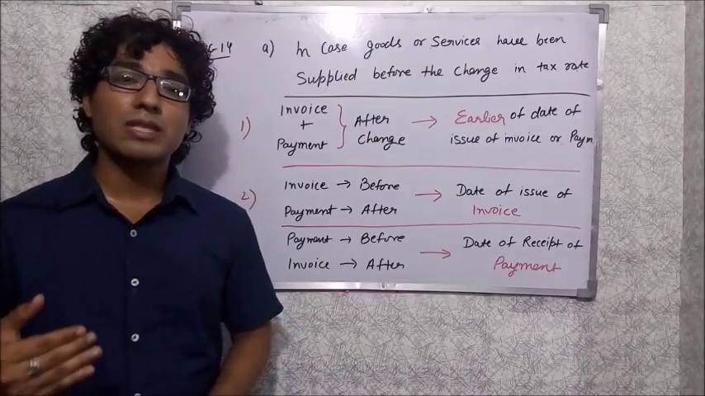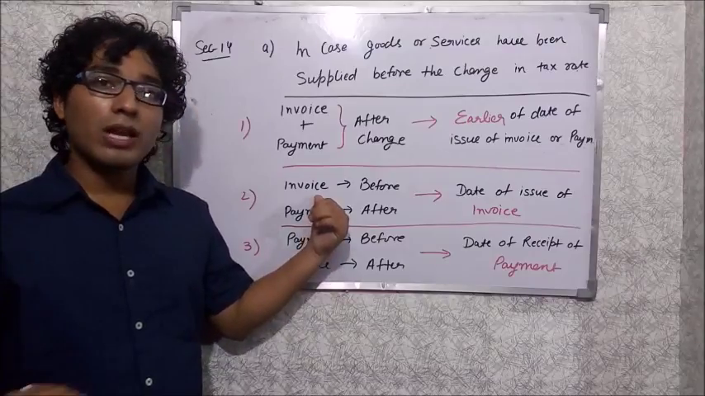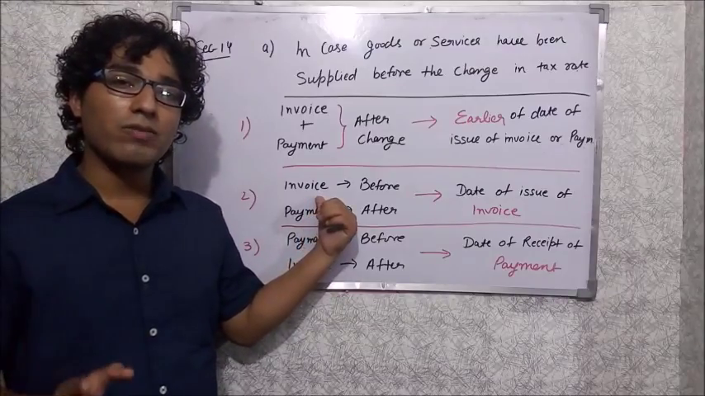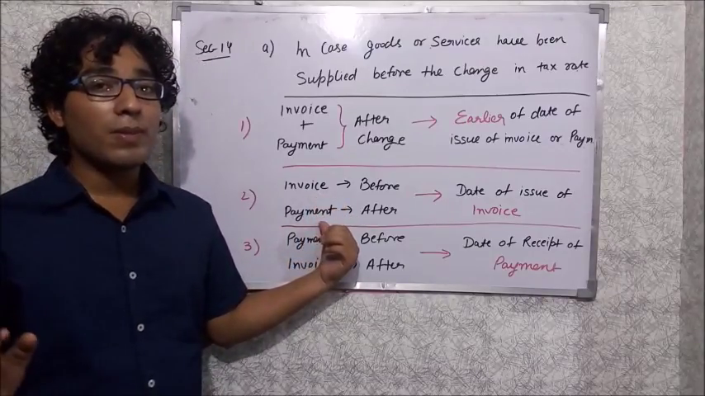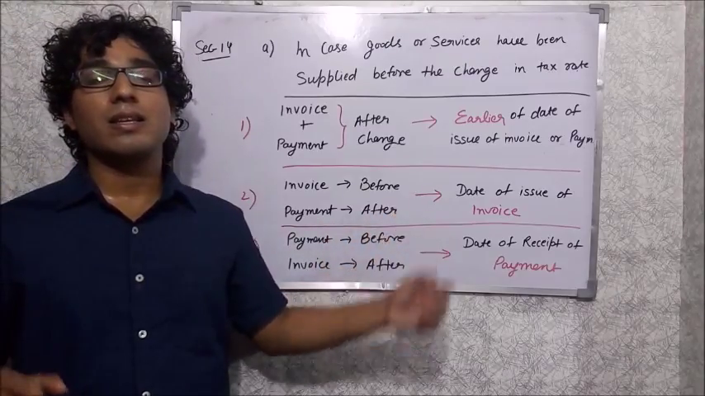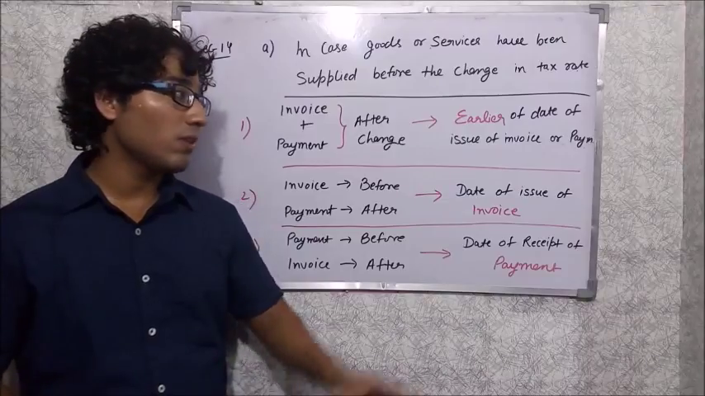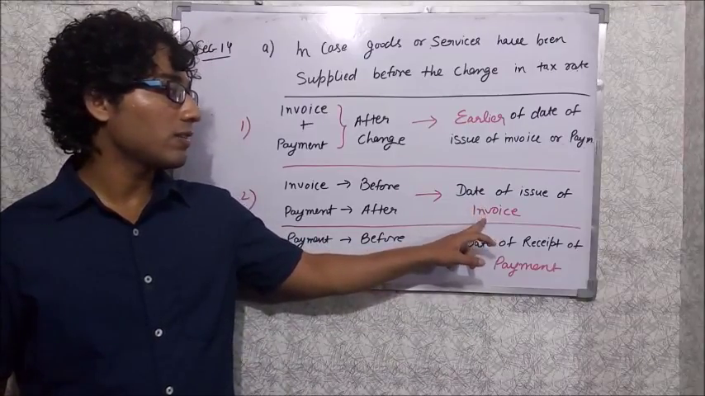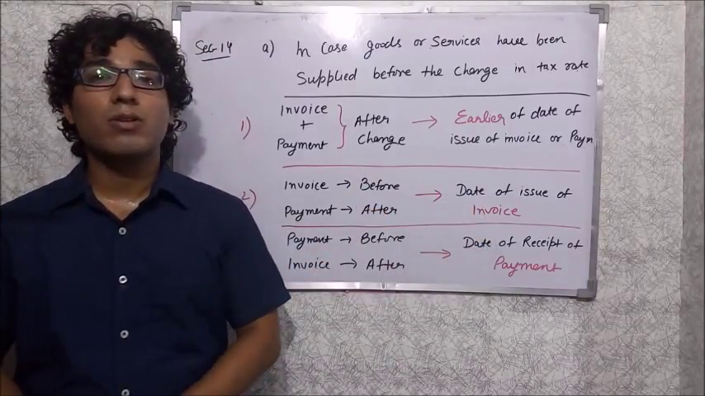And in the second sub situation, when you issue the invoice before the change in rate of tax and you receive the payment after the change in rate of tax, then in this case the time of supply of goods or services will be the date of issue of invoice, which is before the change in rate of tax.